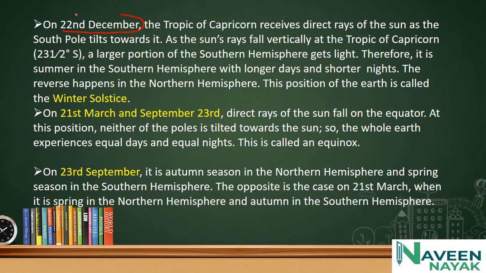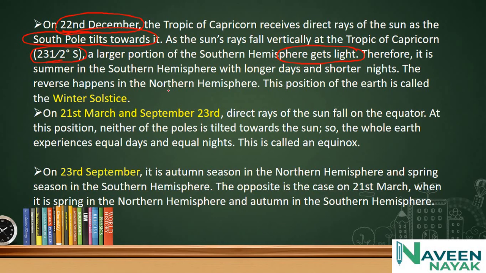On the 22nd December, the south pole is tilted towards the sun, so the sun's rays fall vertically on the Tropic of Capricorn, 23 degrees south, and a large portion of the southern hemisphere gets light. When the southern hemisphere is tilted towards the sun in the month of December, they will receive the maximum sunlight. Therefore, it is summer in the southern hemisphere with longer days and shorter nights.